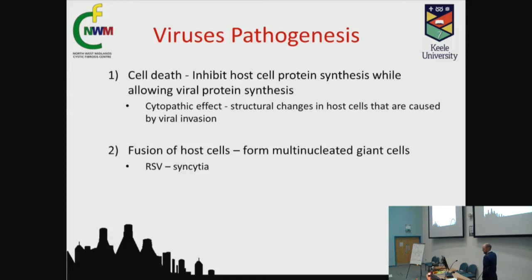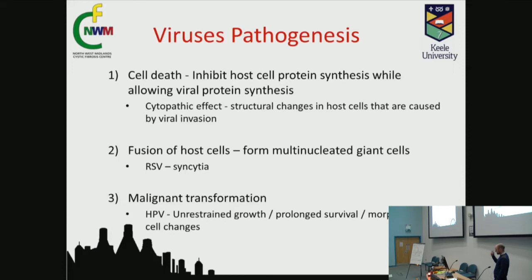So the second thing that you might see under the light microscope, as an effect of viral infection, is that it actually causes the host cells to fuse. So rather than having single nucleated cells, the host cells fuse, forming multinucleated giant cells. And RSV is classic for doing this, and I'll show you in the next slide an example of that.